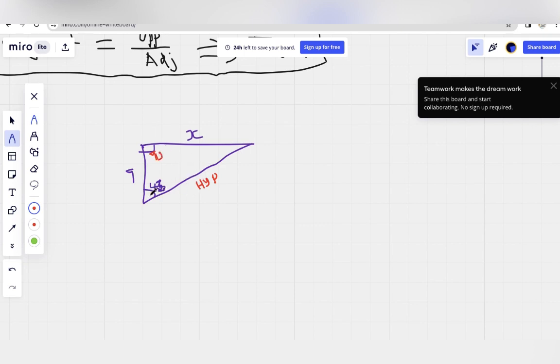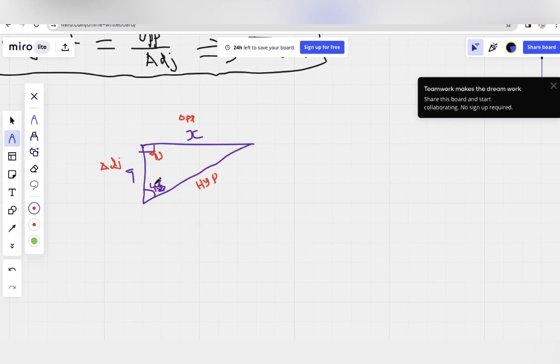This is our angle. Any side that is facing the angle is called the opposite. So here is our opposite. And then the side next to this angle is called the adjacent.